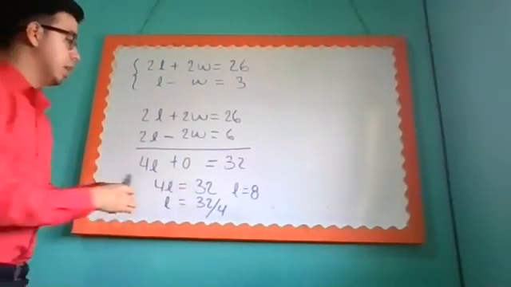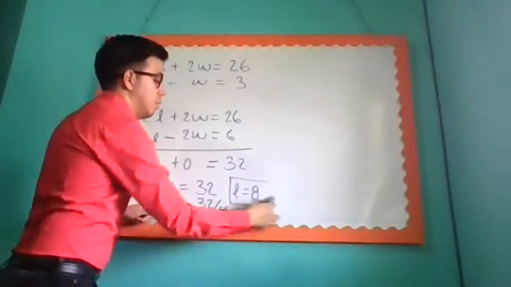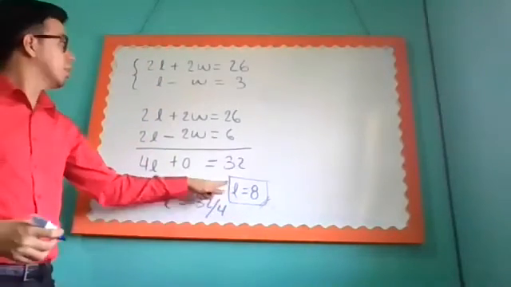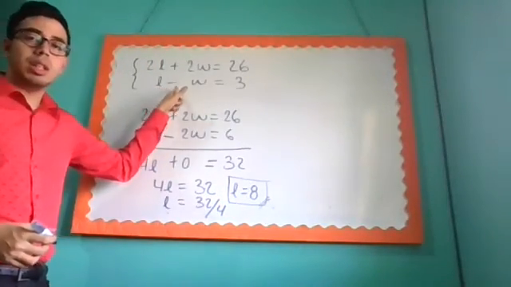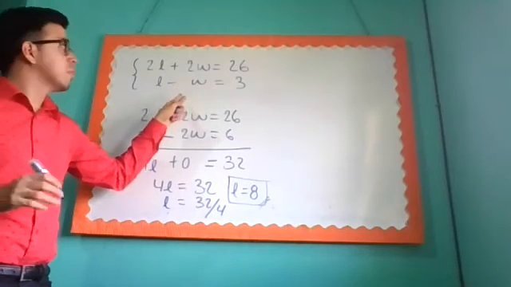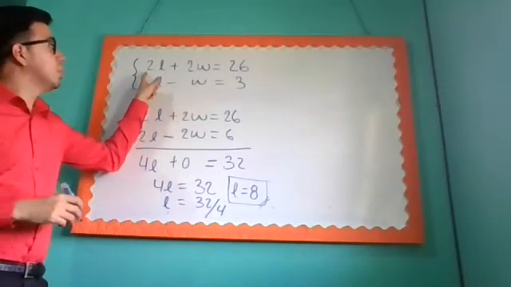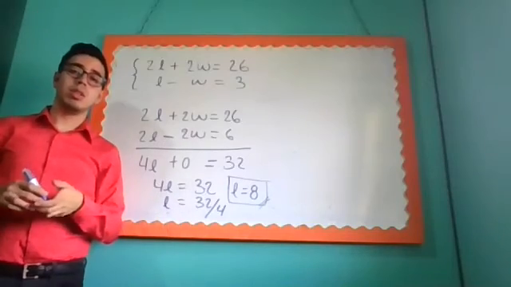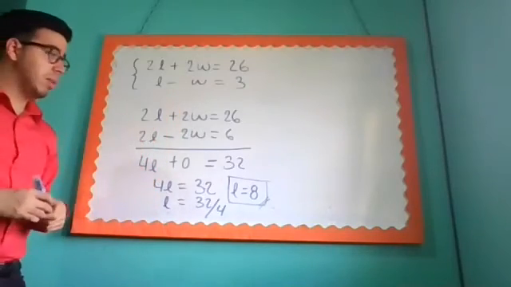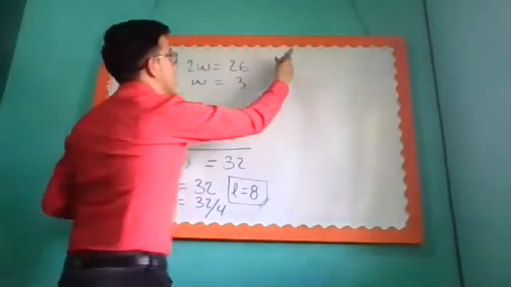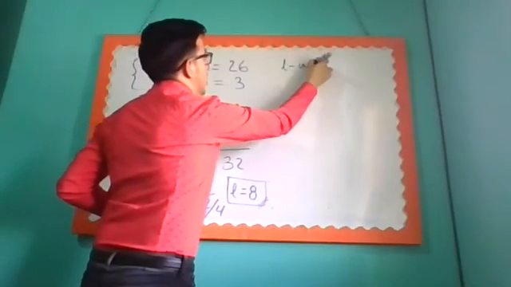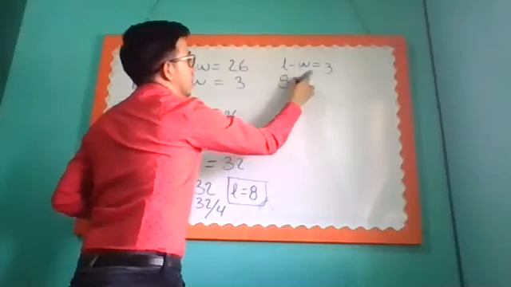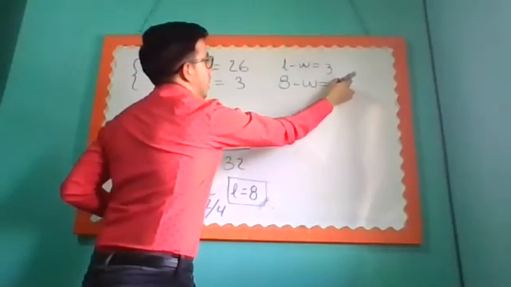And, okay, what are you going to do to find the other value? You only replace the value, that L is equal 8, in this equation, that is the easiest one. If you choose the first one, you need to multiply by 2 in all the terms, so you are going to complicate it so much. I choose the second equation. The second equation is L minus W equal 3. L is 8. 8 minus W equal 3.